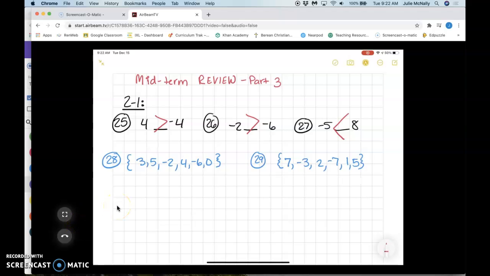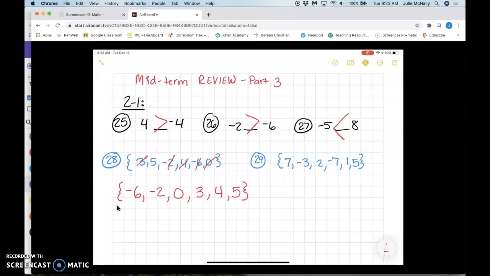For numbers 28 and 29, what are we doing? Putting them in order from least to greatest. And I am going to use those little solution set bars. And so least would be my most negative. So what am I starting with? Negative 6. Then what? Negative 2. Yes, good. 3, 4, and 5. Good. And 5.